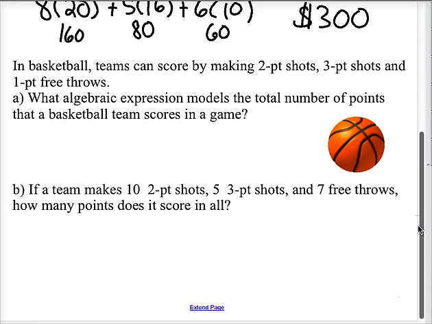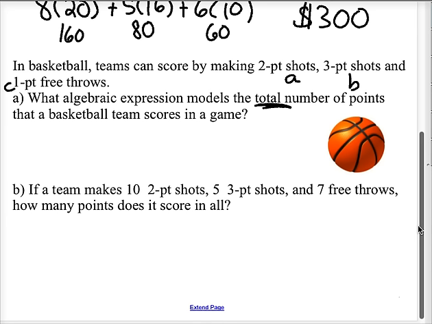All right, how about in basketball? Teams can score by making 2-point shots, 3-point shots, and 1-point free throws. What algebraic expression models the total number of points? There's that word total again, meaning addition. So we're going to be adding up how many points. And hopefully you're seeing this pattern again. So 2 points per 2-point shot. Well, we don't know how many of those there are, so I'm going to call that A for the number of 2-point shots, B for the number of 3-point shots, and C for the number of free throws.